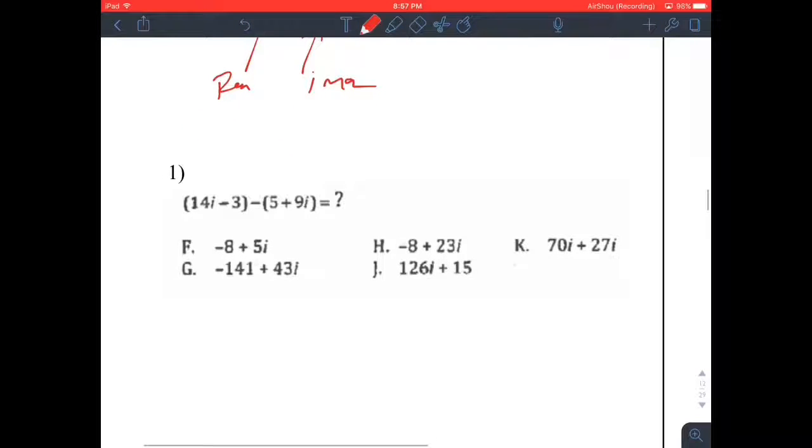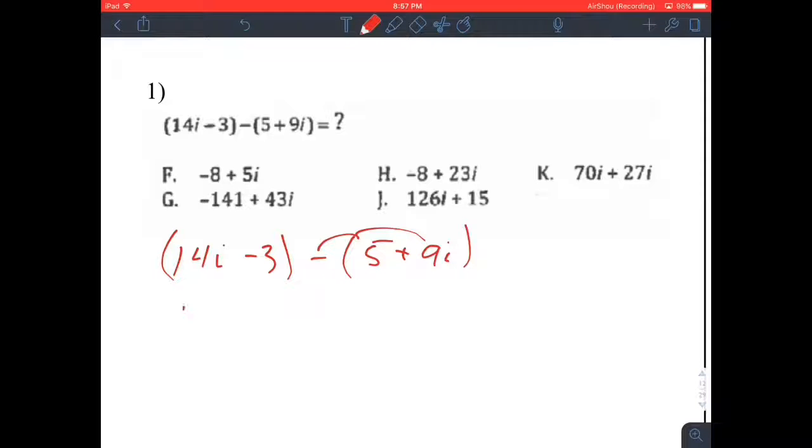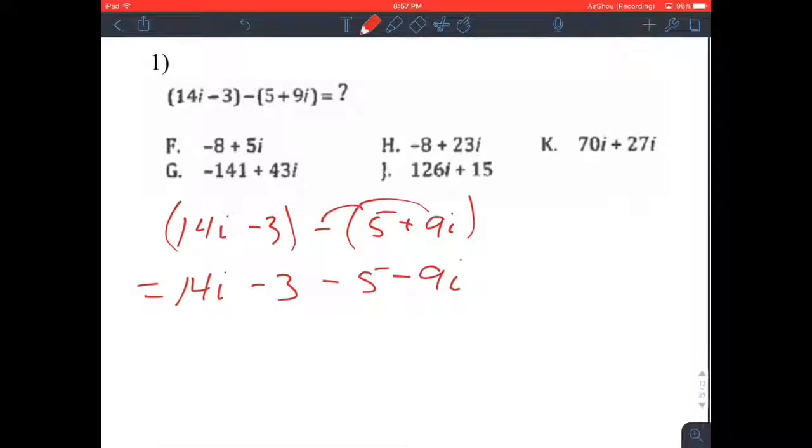So let's look at this example. We've got 14i minus 3 minus (5 plus 9i). If we distribute the minus to get rid of the parentheses, we're going to get 14i minus 3 minus 5 minus 9i.